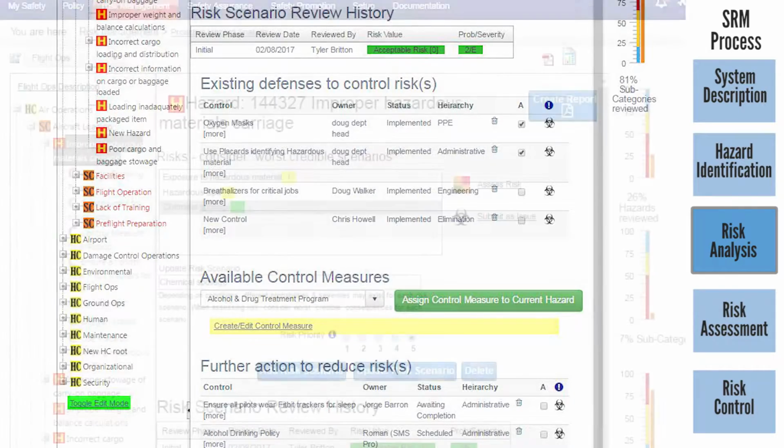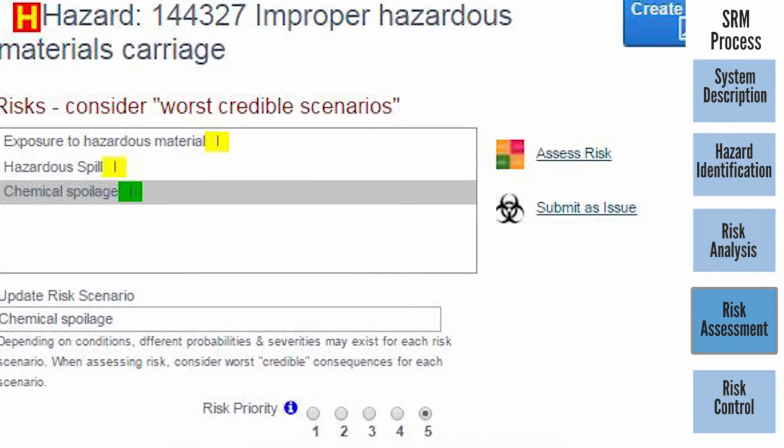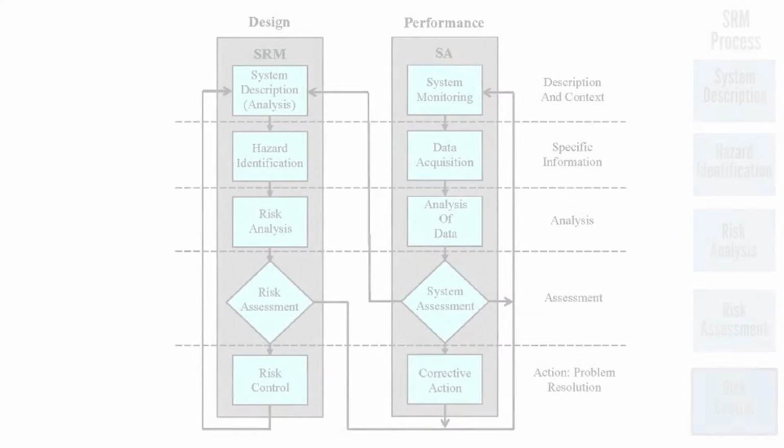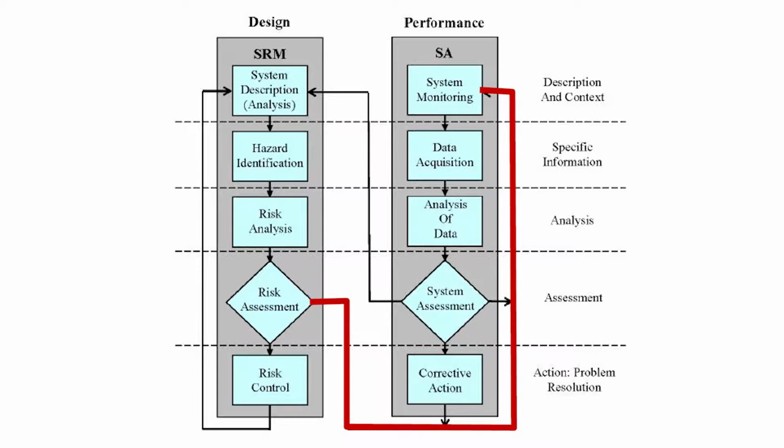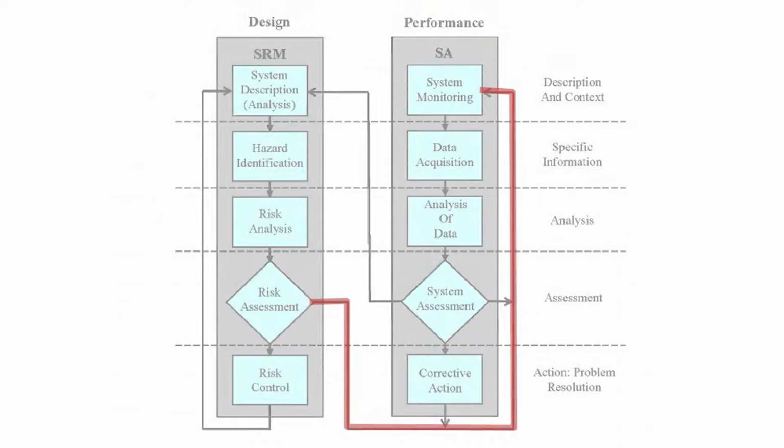Once existing control measures have been identified, an initial risk assessment is performed. Whenever a risk remains unacceptable, additional control measures must be implemented to either avoid, transfer, or mitigate the risk associated with the hazard. Here's where SMS Pro really shines in the interaction between SRM and SA processes. Based on hazards risk assessments, you will conduct monitoring activities for signs of changing risk level.